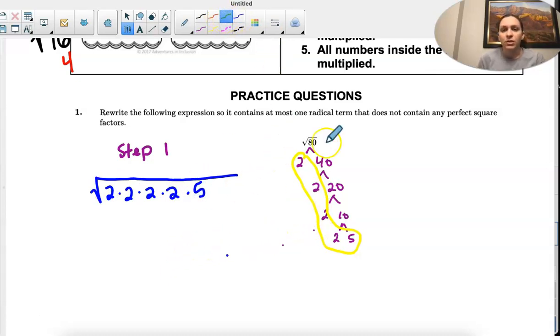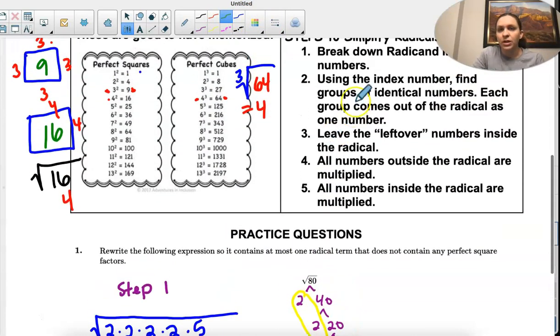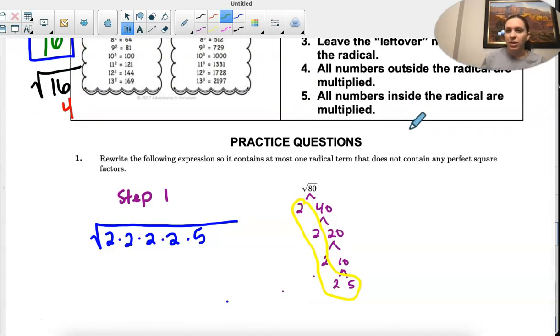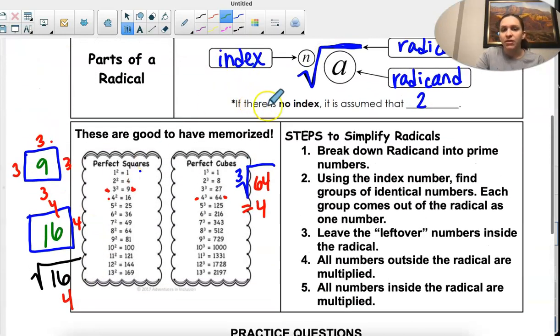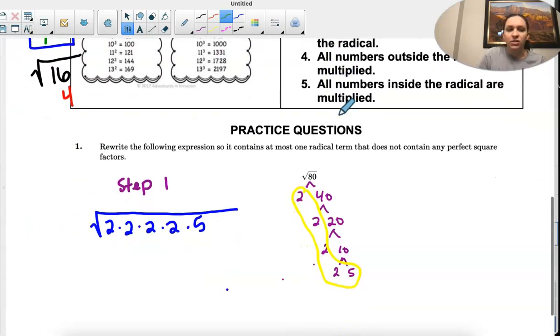Alright, so step 2, using the index number, find groups of identical numbers. Each group comes out of the radical as one number. So the index number here is, there's no index. So just like we said above at the beginning of our notes, if there's no index, assume that it is 2. So this is a 2. So I'm looking for groups of 2. That's what this number tells me.